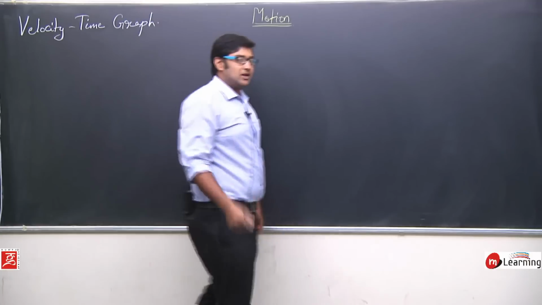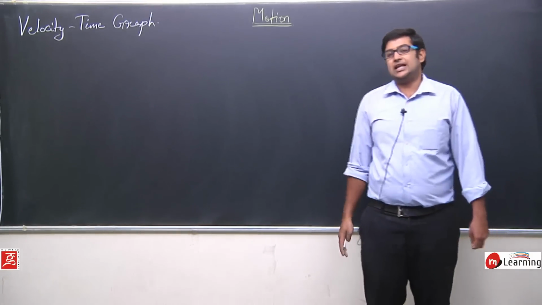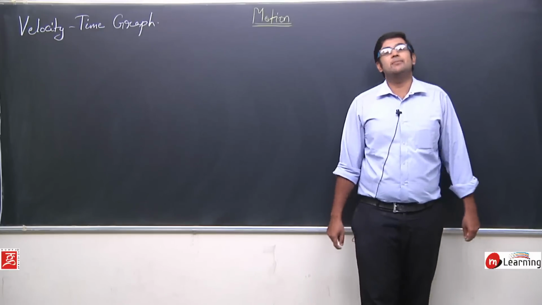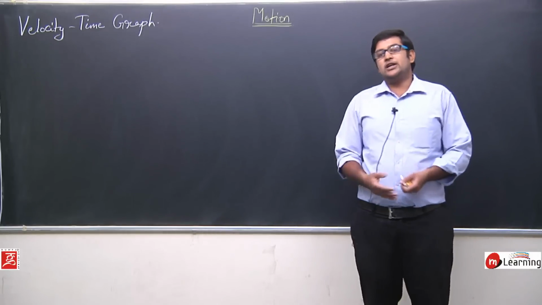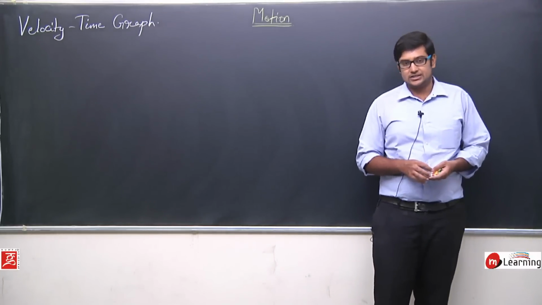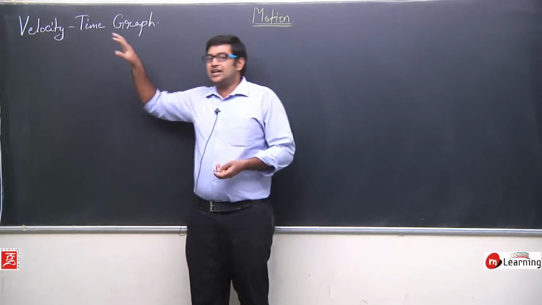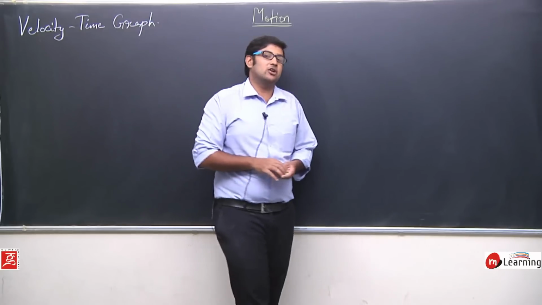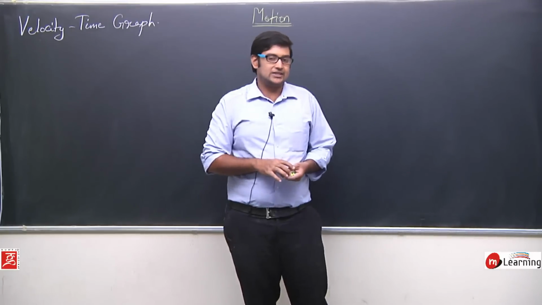So in distance time graph, what we did is we plotted the time on horizontal axis and distance on vertical axis, just because the time is an independent quantity and therefore we need to plot the independent quantity on the horizontal axis. Now in this case also, try to judge which quantity should be plotted on the horizontal and which quantity should be plotted on the vertical axis.